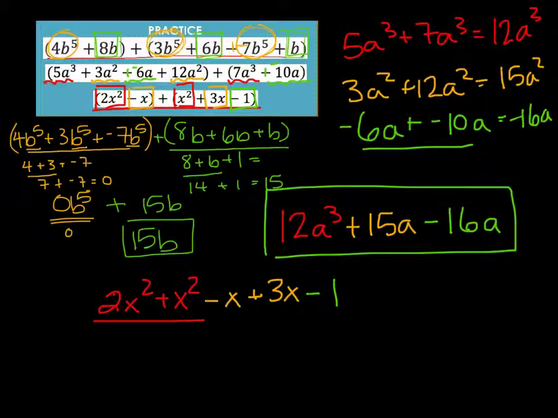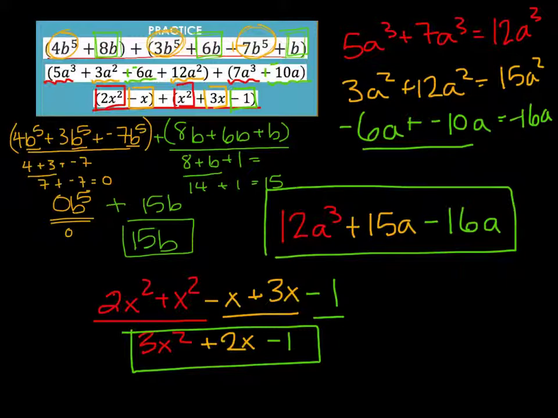So let's do the work. We have 2x squared plus x squared. We essentially have 3x squared in that. Last one, we have negative x plus 3x. That equals 2x. And our very last term, minus 1. Final answer. Hope this helps.